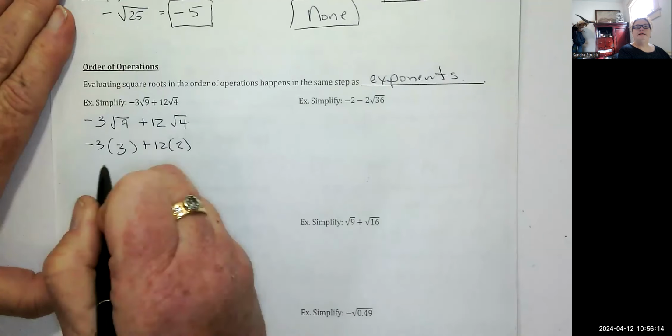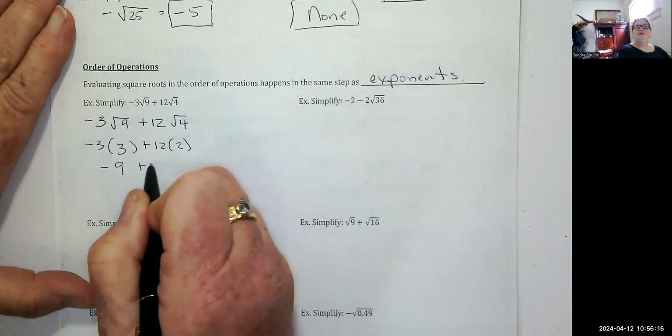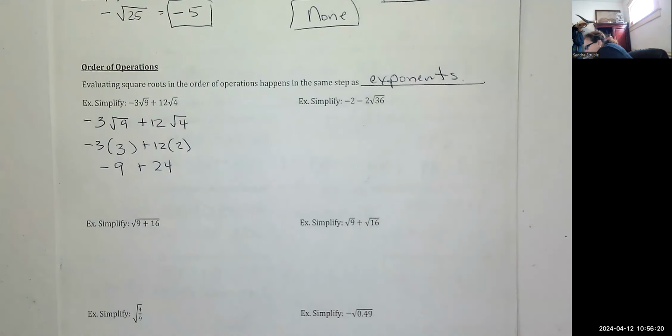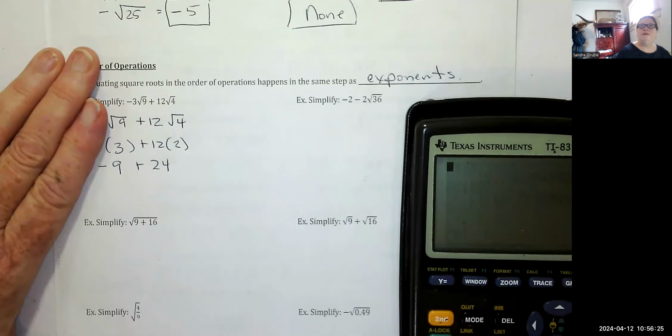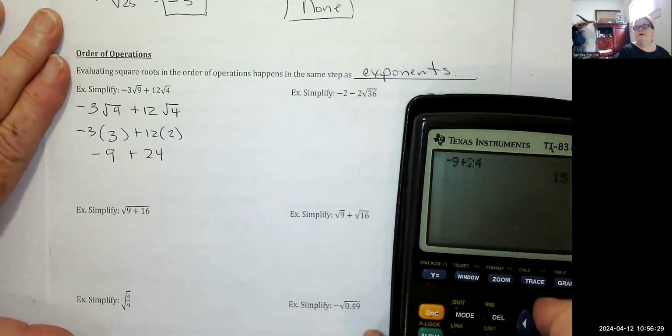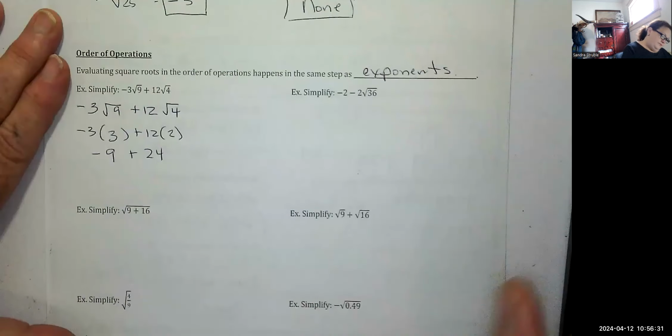Negative 3 times 3 is negative 9. 12 times 2 is 24. All right, calculator. Negative 9 plus 24 is 15.